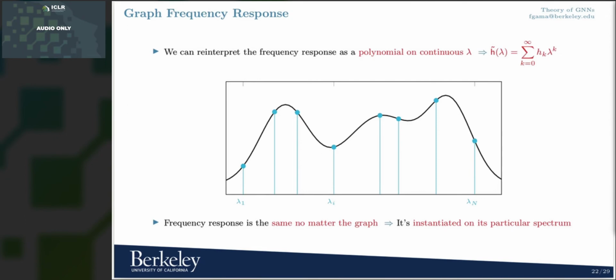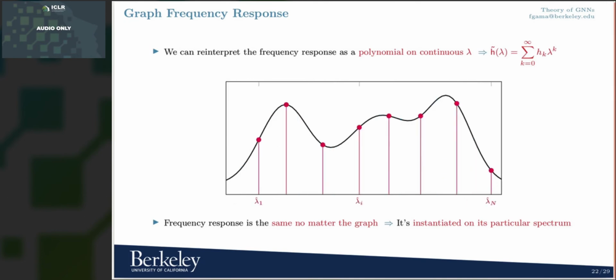Here we have in black solid line the value of the polynomial throughout the spectrum, and in blue dots the value that the frequency response takes when instantiated on a specific graph with eigenvalues given by the blue ones here. If the graph changes, the eigenvalues change, and the places where the frequency response gets instantiated change, as indicated here in red. However, the frequency response as a function of continuous lambda, this black solid line, is the same and hasn't changed. So the key insight here is that the frequency response is the same no matter the graph. The actual effect of the graph on the output is observed when instantiating this frequency response on the particular spectrum.